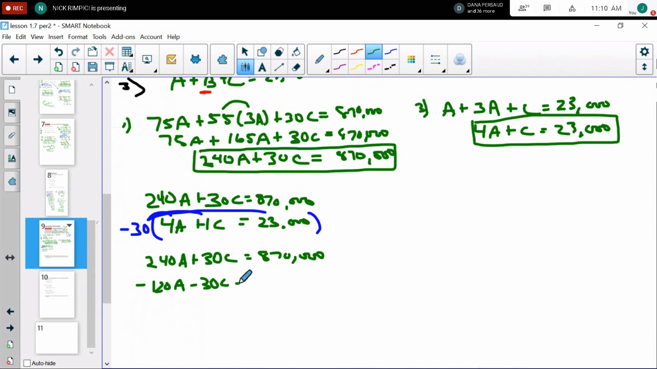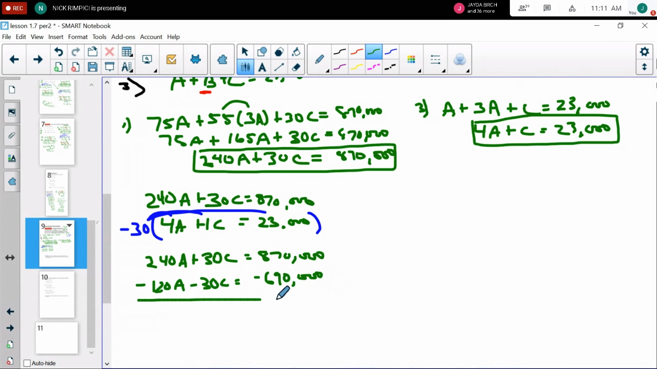Okay, let's maybe use a calculator for this. 23,000 times negative 30. 23,000 times 30, and then make it negative. So I have negative 690,000. Can somebody verify that? Okay, so I have 690,000 as a negative because negative 30 times a positive is a negative. So this looks like it's good.